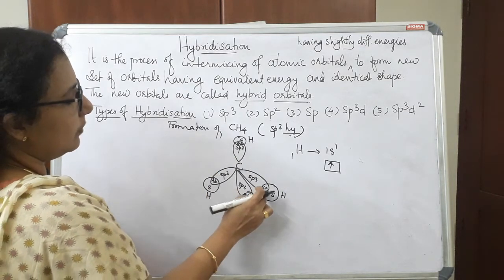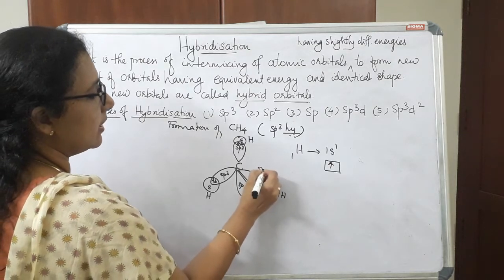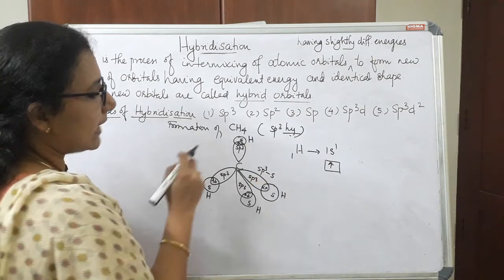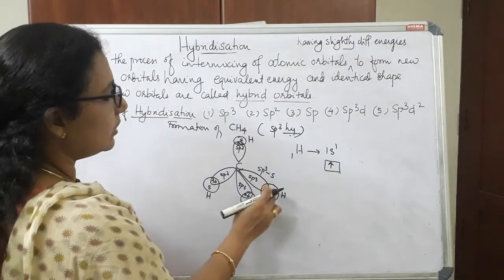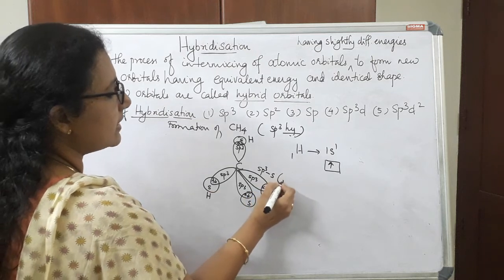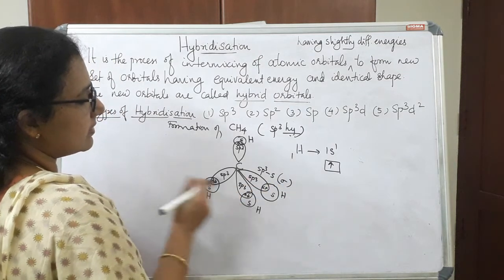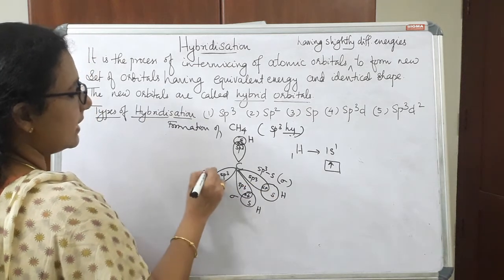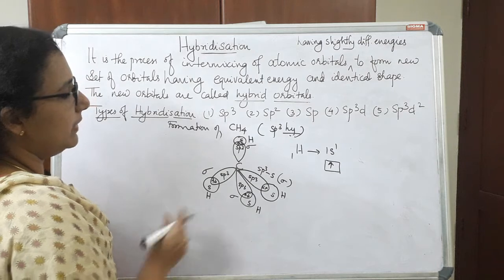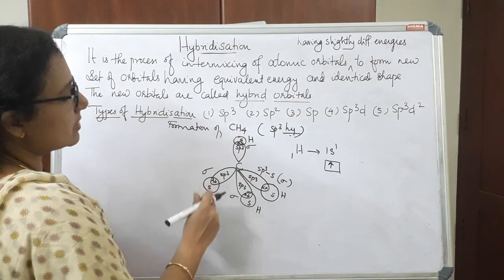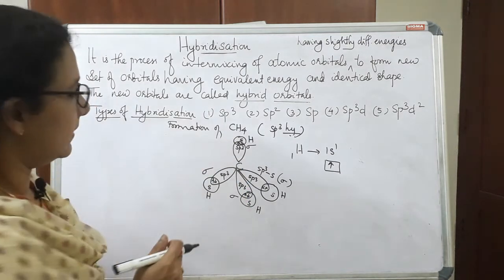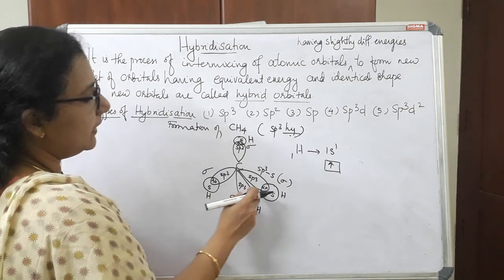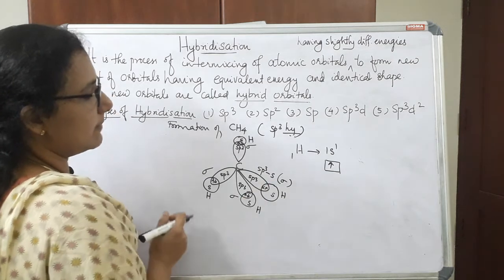Now let's see the type of bond. sp3-s overlapping is there and this is an axial overlapping. So end-to-end overlapping takes place. So it will be a sigma bond. So all bonds are sigma bonds. So sp3-s overlapping is an axial overlapping, so a sigma bond will be formed. So 4 sigma bonds are formed between carbon and hydrogen. So sp3 hybrid orbitals and s orbitals are overlapping axially, so it is a sigma bond.